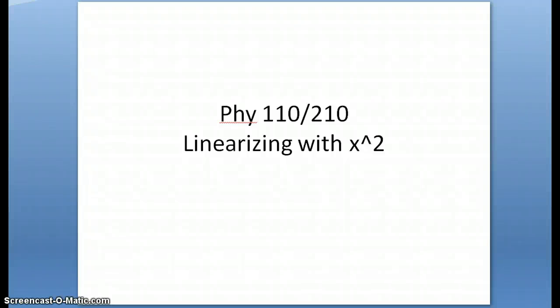This will be a short tutorial on how to linearize. So, as has been mentioned in class, when we get a set of data that is not already a straight line, what we want to do is make it a straight line. Now, there are a number of ways to go about this.